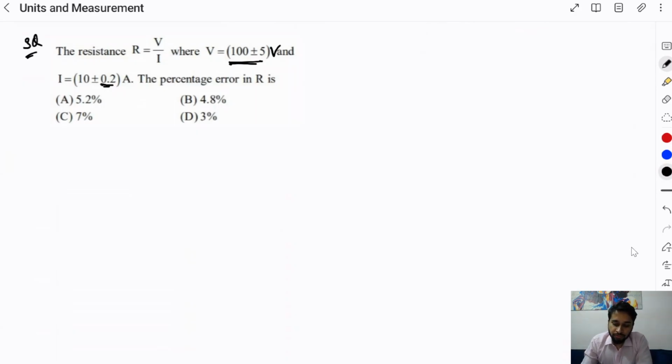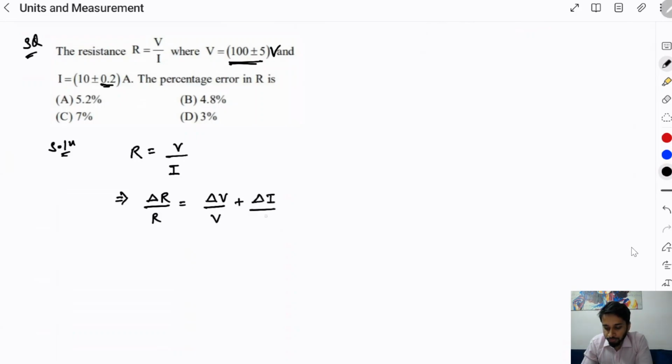Now how we do this is, again this is a simple application of the combination of error part. So R is equal to V by I, right? So we can write this as delta R by R will be equal to delta V by V plus delta I by I. Okay. Now this is the relation for relative error.